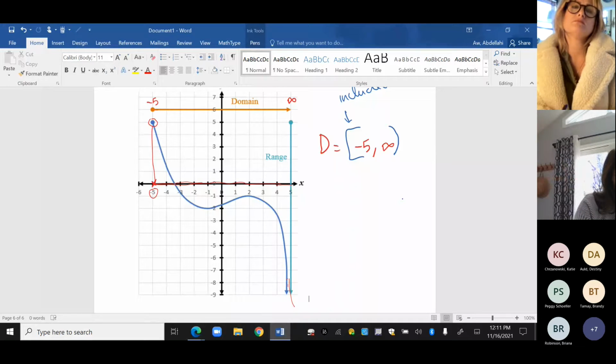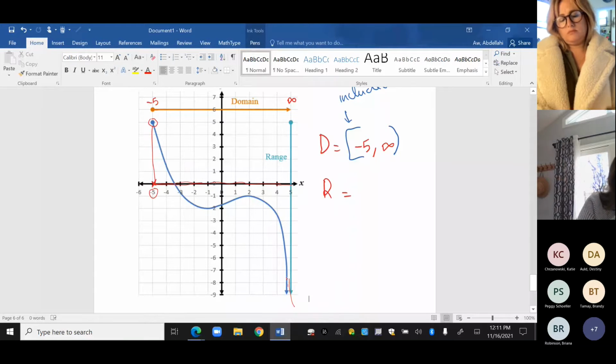Bottom, what is the minimum? What is the lowest point of the graph? What is the lowest y to the highest y value? Okay. So now let's try the range together. You see, I have to start from the bottom, right? But my graph does not end. My graph goes forever. So what's going to be the lowest y then? It's going to be negative infinity, right?